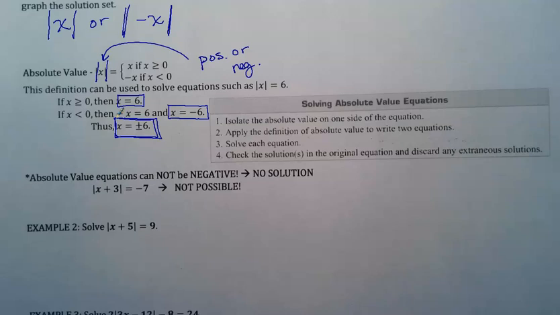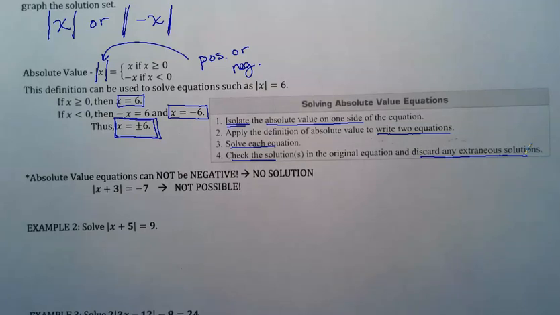Then we've got 4 steps to solving absolute value equations that we'll apply in example 2. We're going to isolate the absolute value on one side of the equation. That's important. We're going to apply the definition of absolute value and write 2 equations, so we're going to be solving 2 equations. Then we solve each and check the solutions. We're going to check the solution and discard any extraneous solutions. I know, you're like, what? Some of them don't actually work.